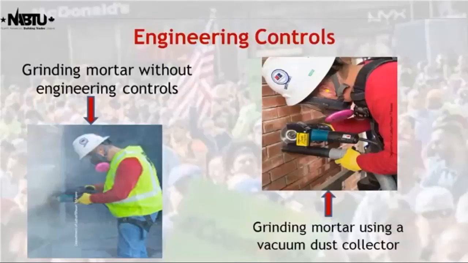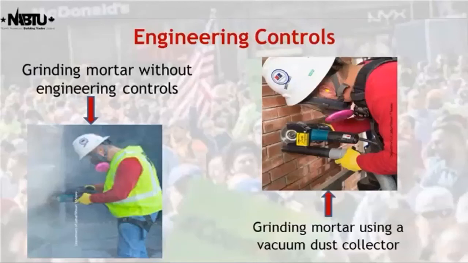Here's a photograph of using a vacuum system. So you have water, and now you have a vacuum system. Very similar picture to what you saw earlier with the tuck pointer. Grinding deteriorated mortar joints is one of the highest tasks as far as exposures. Looking at the picture, there's almost no dust escaping from that vacuum system. So it's a very good operation.